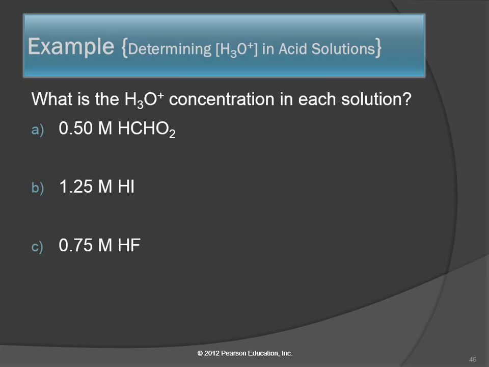What is the hydronium ion concentration in each solution? Well, first we have to look at this. This is an acid, right? It starts with H. Is it a strong acid or a weak acid? Strong acids were HCl, HBr, HI, H2SO4, HClO4, and HNO3. This is a weak acid. A weak acid ionizes partially.